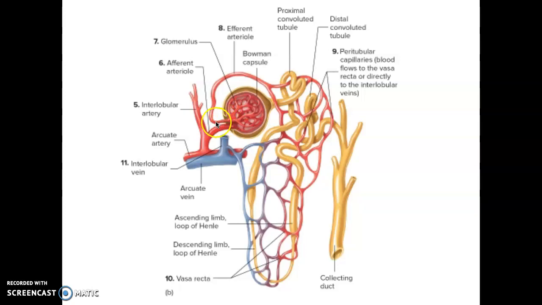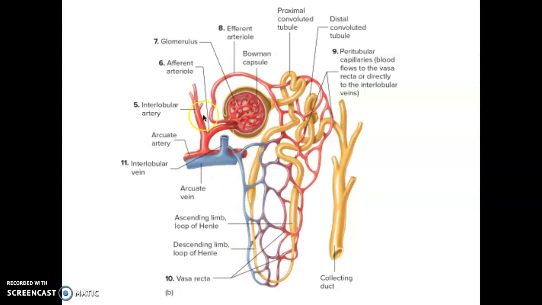Then we have an arteriole going out from the glomerulus, which is the efferent arteriole, and then we have another network surrounding the tubules of the nephrons. They are called peritubular capillaries. They're going to be flowing into the vasa recta and draining into the interlobular veins. This is going to be the interlobular veins.